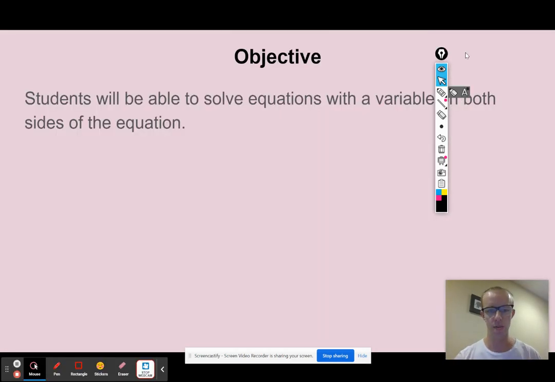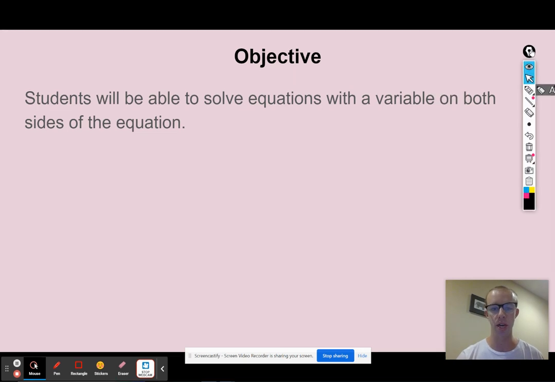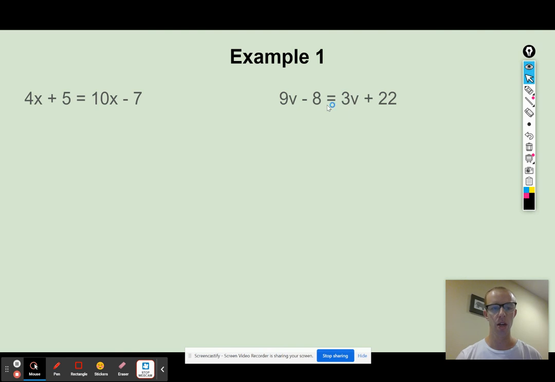Our objective is to solve multi-step equations where the variable is now on both sides of the equation. So before, there's only been a variable on one side. Now you can see there's a variable over here. There's a variable on the other side as well. So let's dive right in.